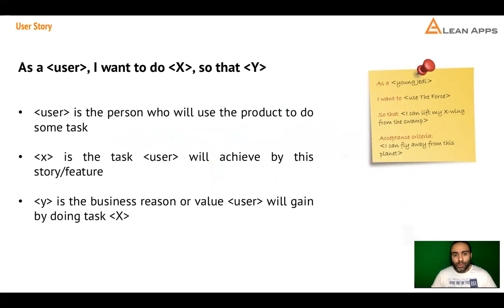User is the person who will use the product to do some task. X is the task the user will achieve by this story or feature. And Y is the business reason or the value the user will gain by doing task X. So that's how the structure of the user story is.